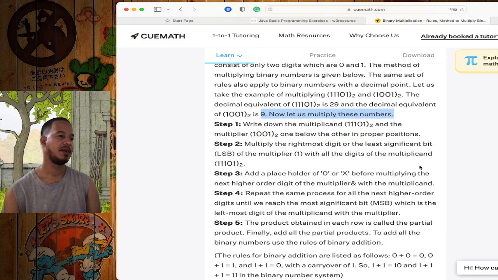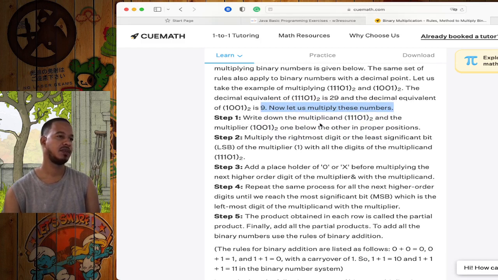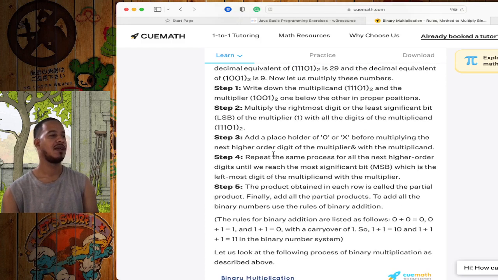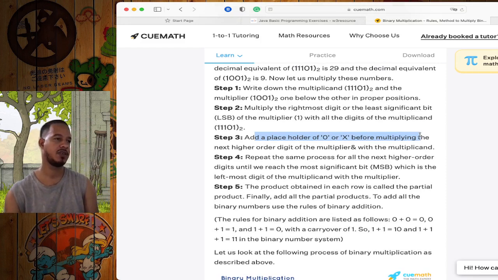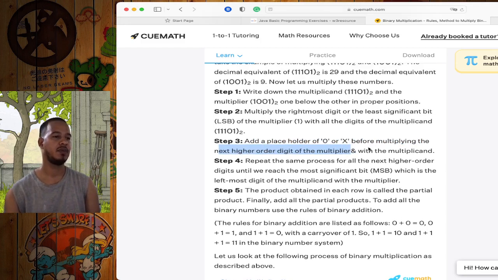Step 1, write down the multiplicand 11101 base 2 and the multiplier 1001 base 2, one below the other in proper positions. Step 2, multiply the rightmost digit, or the least significant bit, LSB, of the multiplier, 1, with all the digits of the multiplicand 11101 base 2. Step 3, add a placeholder of 0 or x before multiplying the next higher order digit of the multiplier with the multiplicand.